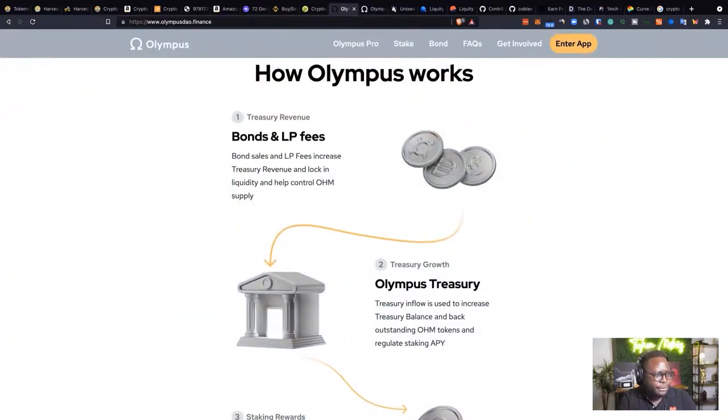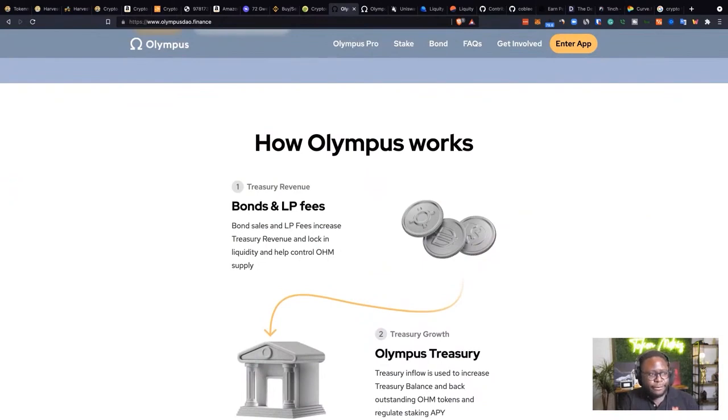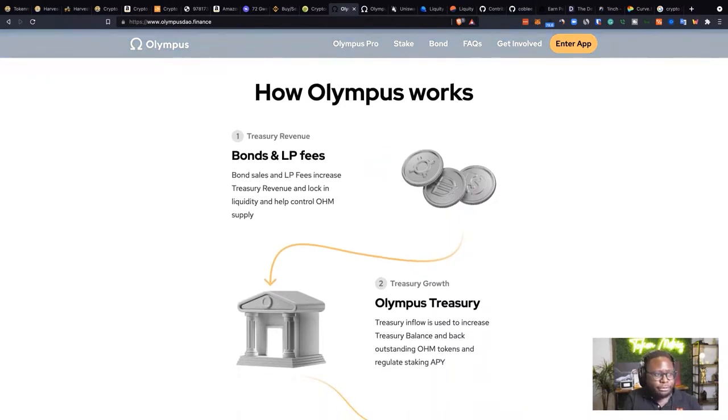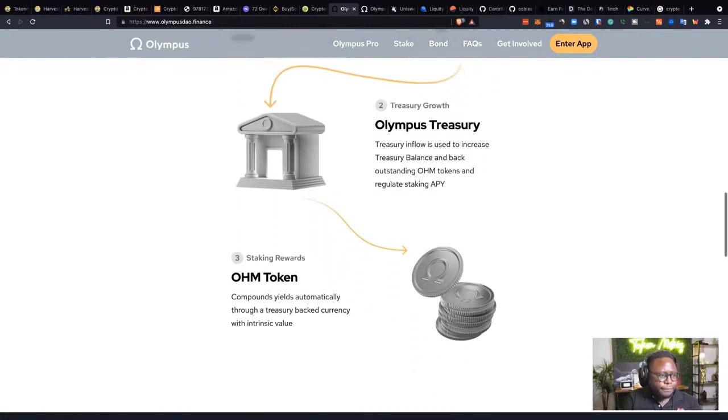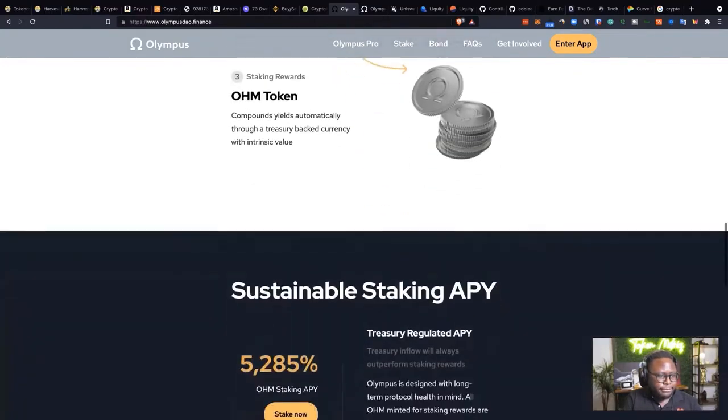Let me just make sure I have this right, because it is somewhat confusing. So let me just go through this diagram. How Olympus works, it's basically bonding. It's introducing bonds, crypto bonds. If you get bonds from legacy markets, we're bringing bonds to crypto. The same way the government issues bonds to help finance activity, or how a company can issue bonds at a discount to help finance activity, we're now doing the same thing with crypto and DeFi, done by the project. The project is issuing bonds for LPs, and it owns that liquidity. So basically, bond sales and LP fees increase treasury revenue by adding liquidity. And then they mint a token. Token yields automatically through the treasury.